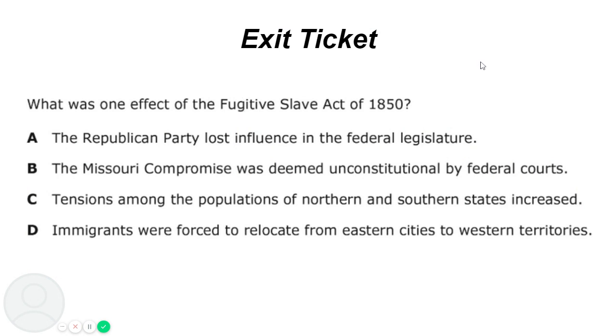So at this point, let's go ahead and take a look at our exit ticket. What was one effect of the Fugitive Slave Act of 1850? A. The Republican Party lost influence in the federal legislature. B. The Missouri Compromise was deemed unconstitutional by federal courts. C. Tensions among the populations of northern and southern states increased. Or D. Immigrants were forced to relocate from eastern cities to western territories.